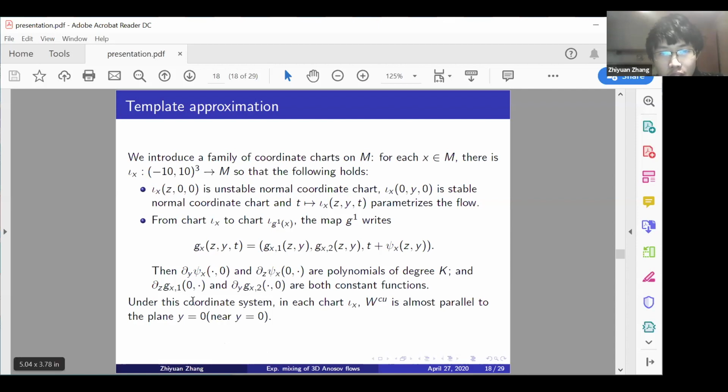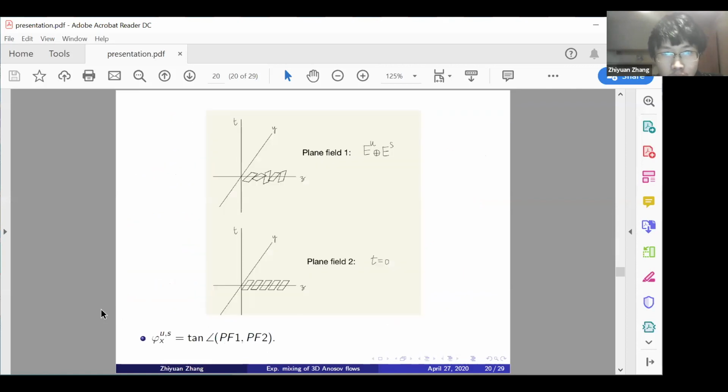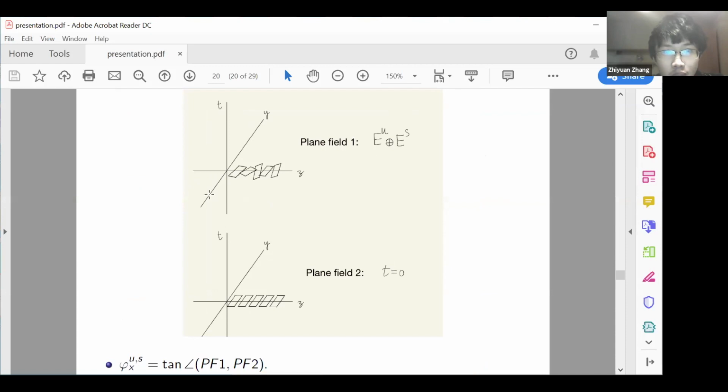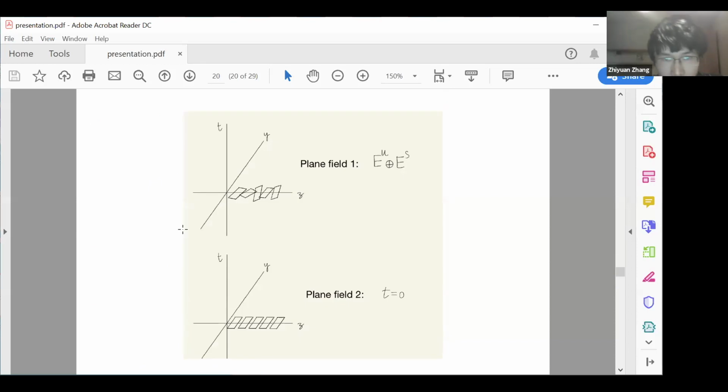So under this coordinate system, we can, in some sense, straighten this center unstable foliation, only near this plane, only near y equals 0. So I think I drew a picture here. This is the stable, this is the unstable, and all the vertical lines are the flow lines. Okay, so maybe I start from this picture.